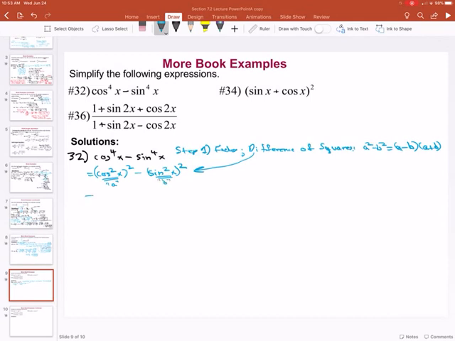So we factor that down, so let's go ahead and factor a minus b. So cosine squared x minus sine squared x times cosine squared x plus sine squared x. All right, a minus b, and here's a plus b. And with that, we have two identities. So we need to apply identities.